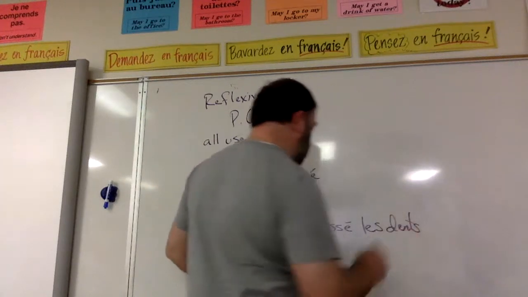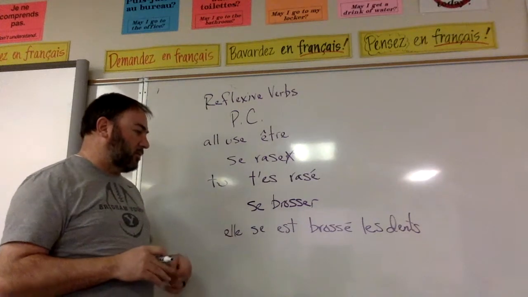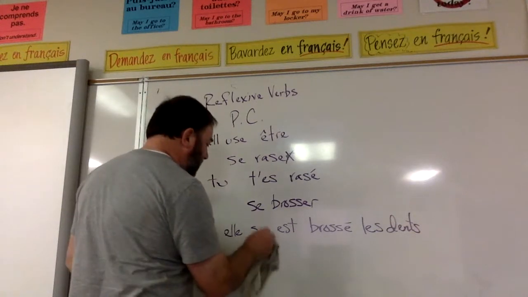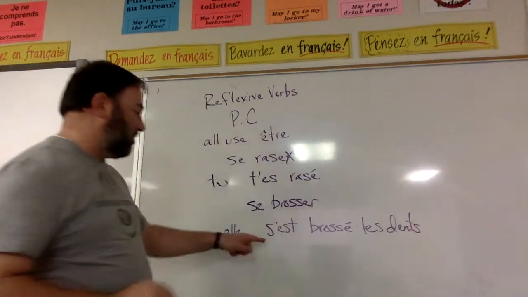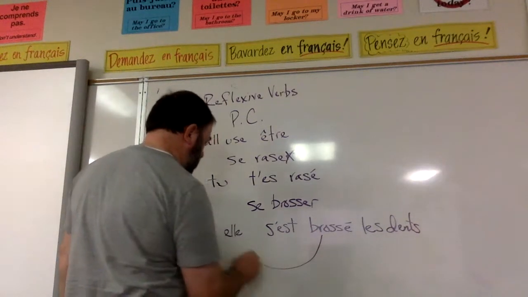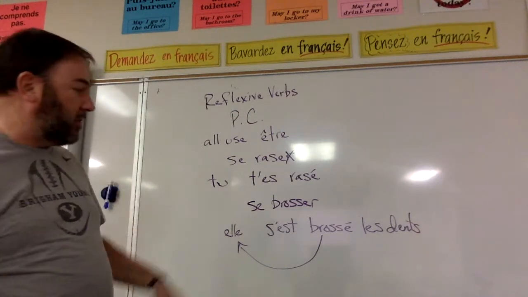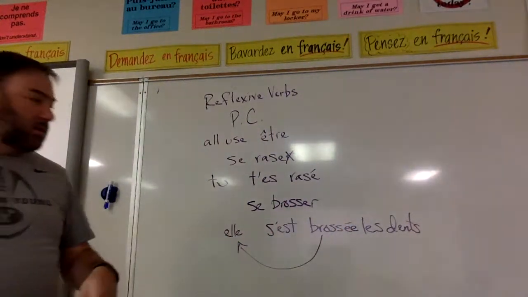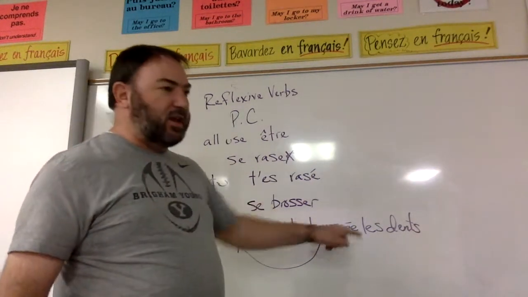Now, we're not finished because there's two things we need to do. The first thing is we've got these two E's, so we need to take off that E. So we've got se, S apostrophe EST, and then we need to make agreement with the past participle and the subject. The subject is elle, singular, so we add an extra E on the end of our past participle. Okay, it's still pronounced the same, elle s'est brossée les dents. You just have an extra E in the written form.